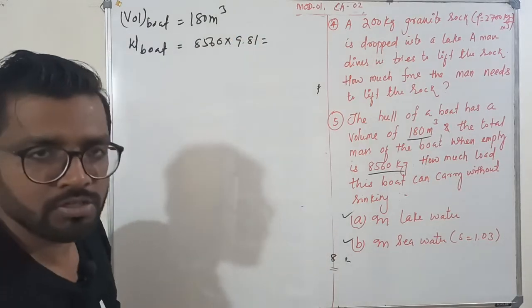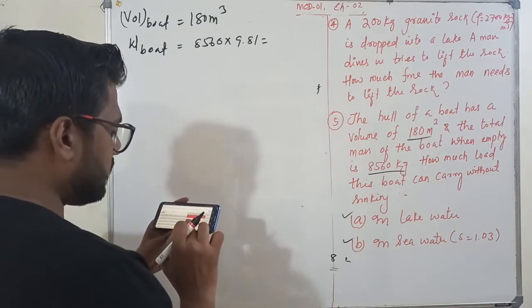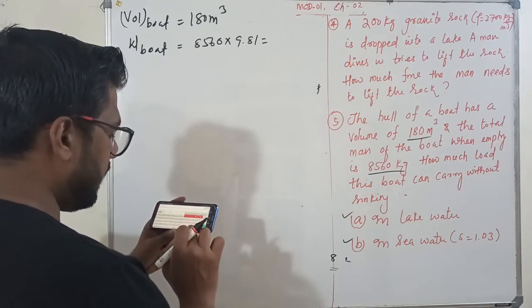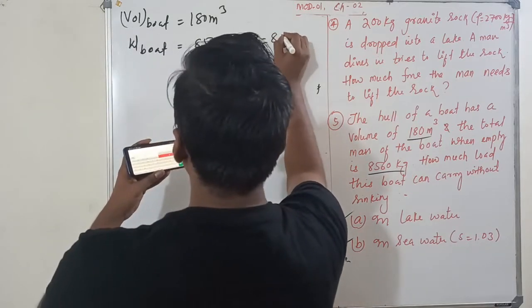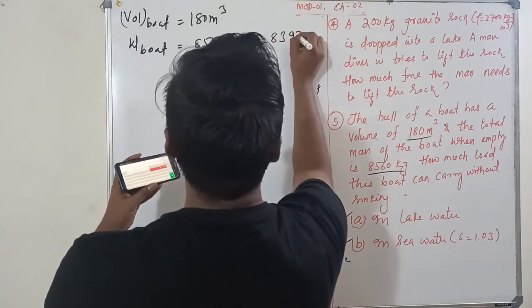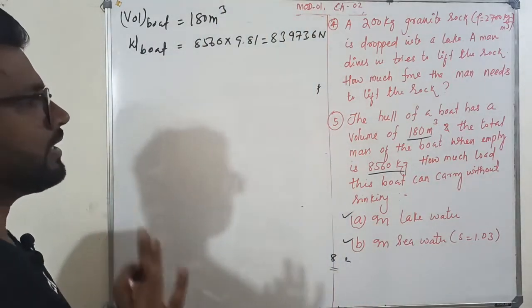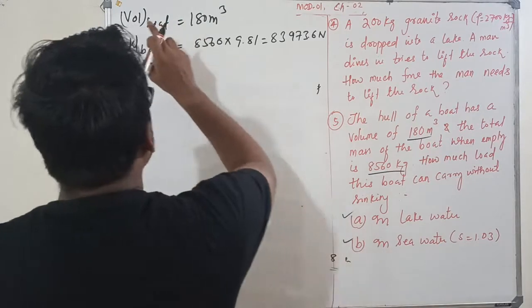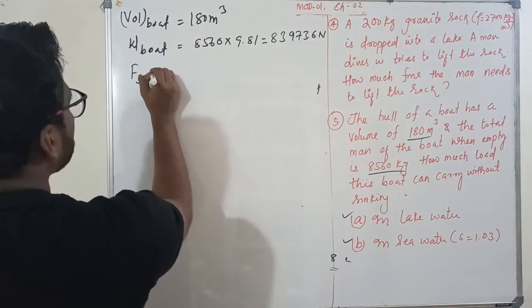Okay. Again, what will you use? Sir, we will use the virtual calculator. 8560 multiplied by 9.81. So how much did I get? I got something around 83,973.6 Newton. This much is the weight of the boat. Now I know the volume. So what will be the buoyancy force?